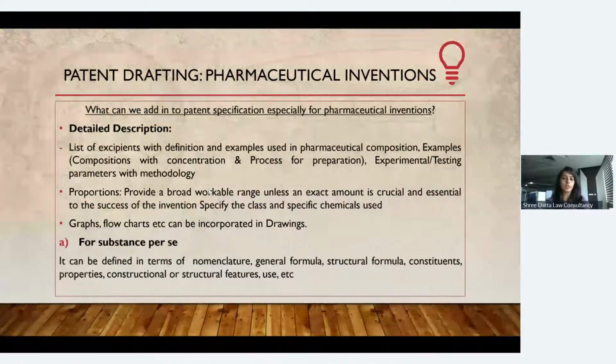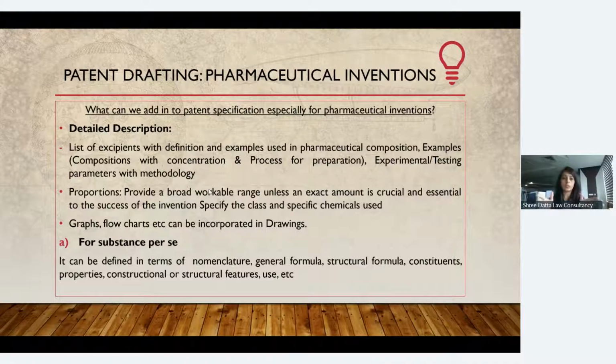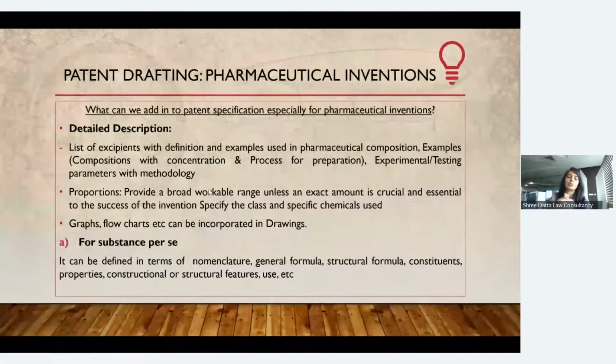Then for proportions, you need not write the exact amount, such as that 2% of this ingredient will be used, but you give the broad workable range. You cannot simply say 2 to 5%, but if you have taken the trials from 2 to 4%, then you give the range of 2 to 4% for the particular amount. Then within 2 to 4%, 2.5% gives the best results. In that way you can write the descriptions, and any graph or flow chart will be incorporated into the drawing format.